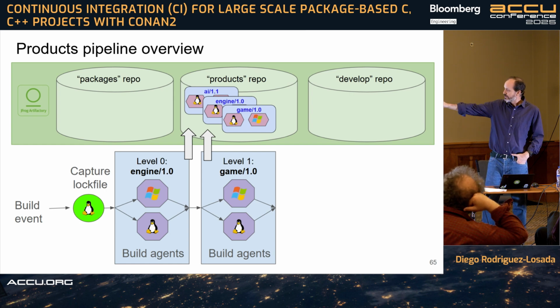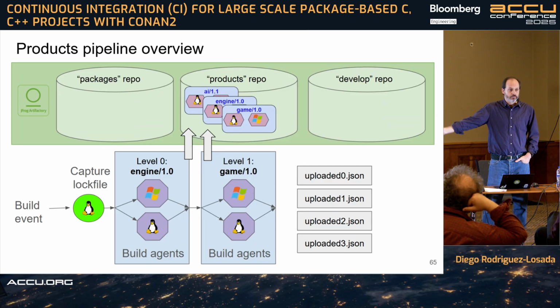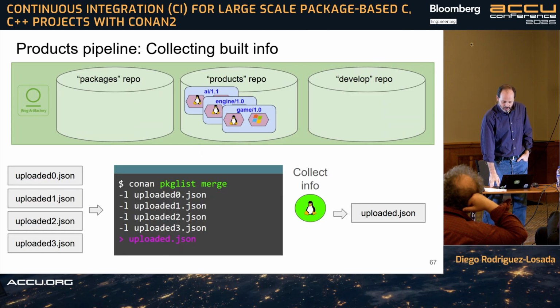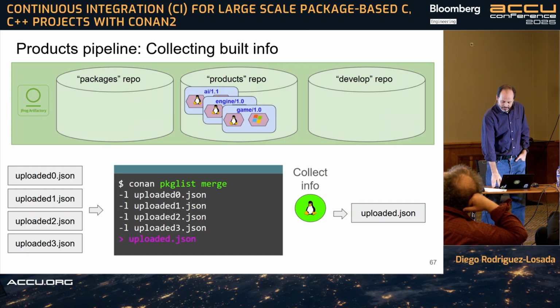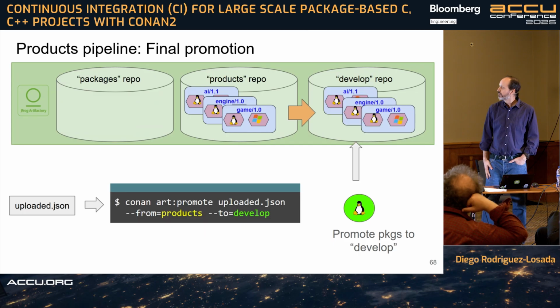So if everything goes well, the graph build order will automate these 2 boxes here. It will implement these things in a fully generic way. And then we will have the 4 files of the things that we have uploaded. And with these 4 files, we can finally merge them into a single one. Everything went well. I have my final manifest, and I can run the promotion. The final promotion of everything that has been built in this product's pipeline will be copied to the develop repo.